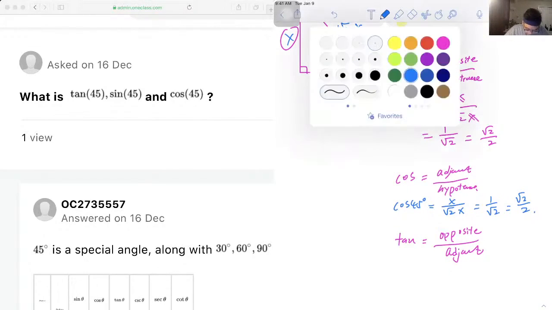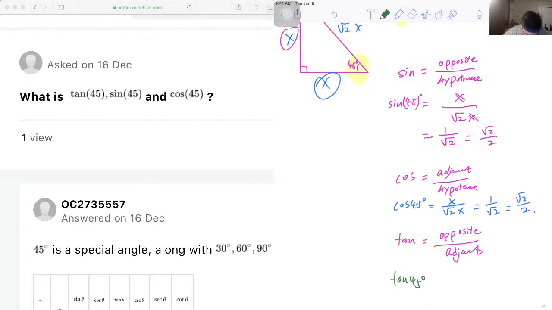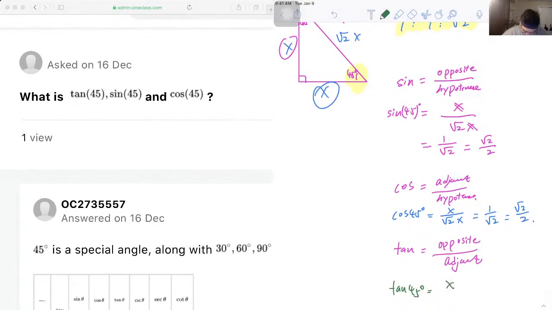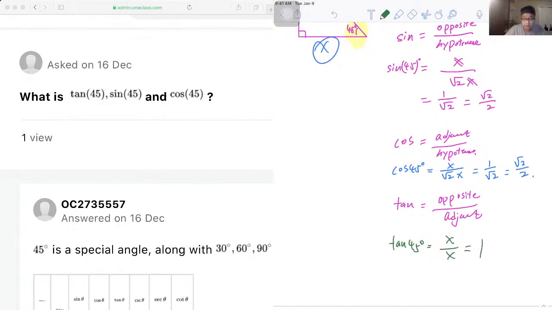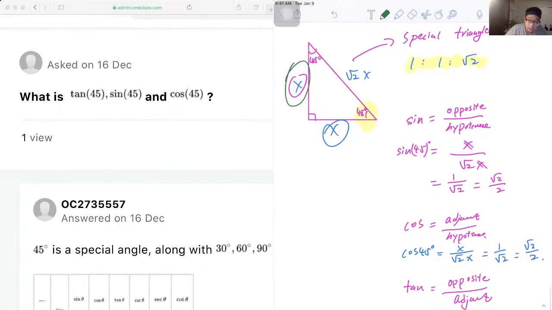Okay, and we have tangent 45, and that will be equal to x over x, because our opposite will be x and our adjacent will be x as well, and they're equal to each other. So the ratio of them will be just 1, right? Because if you look at the graph, the length of this over the length of the other side is just going to be x over x.